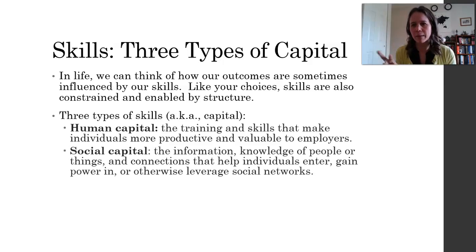The second type of capital is called social capital. So this means the information, knowledge of people or things, and connections that help individuals enter, gain power in, or otherwise leverage social networks. You can think about this in terms of who you know. And this concept was actually introduced back in chapter 5, because social capital is all about who you know and how they connect you to others.